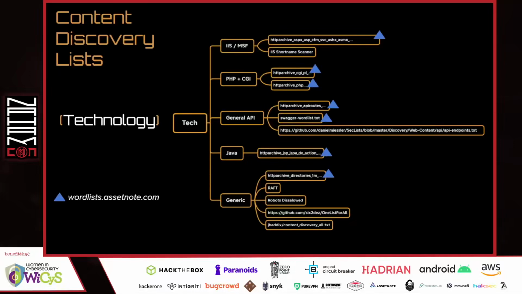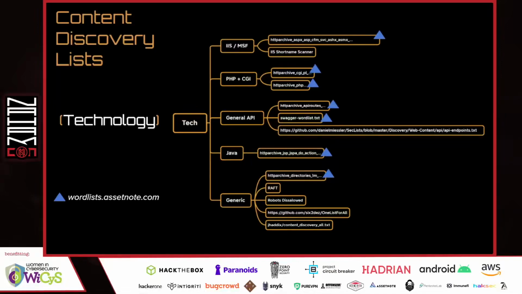He basically made that tool, and it will brute force short names up to a certain number of characters to help you find paths as well in Microsoft technologies. If I'm going after PHP, there's two that I use there, both part of Assetnote's lists. If I'm going after a general API, there's their Swagger word list and their HTTP archive API routes, and that'll help you discover routes for APIs.